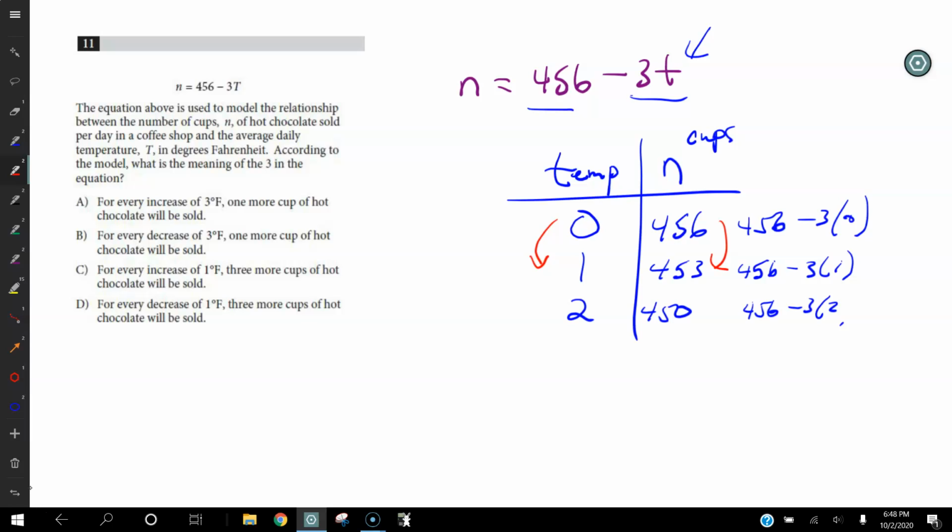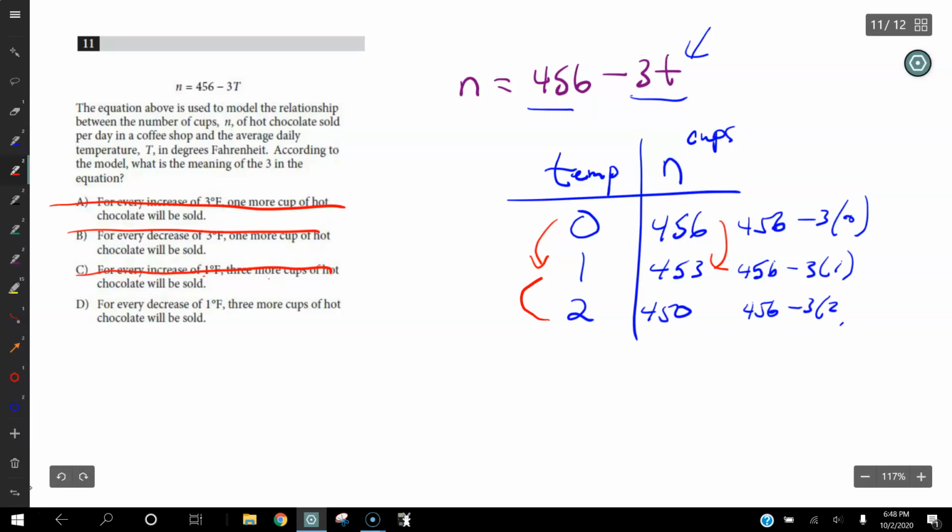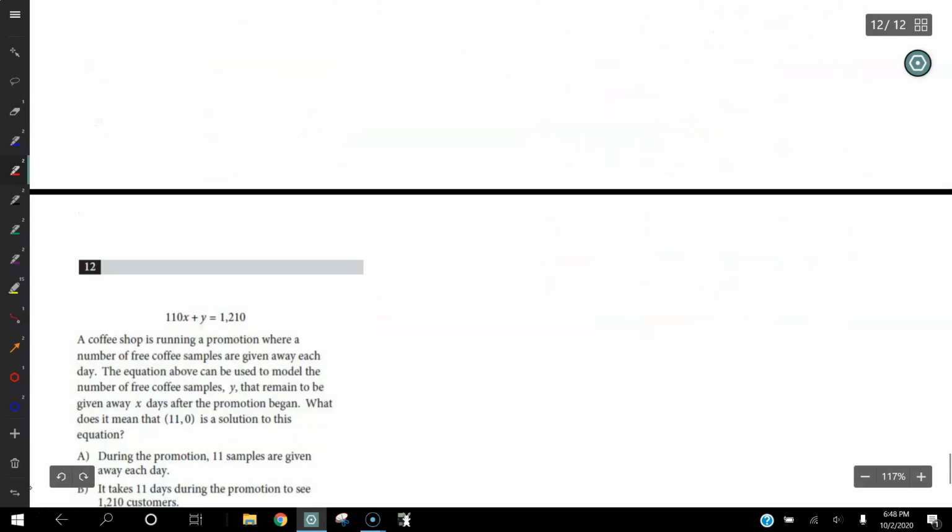Looks like it's going to be D. For every decrease, or actually no, we want for every increase. So for every increase of 3 degrees, we're going to sell more hot chocolate. That's false. If we go 3 degrees colder, we're going to sell only 1 more cup. That's false. If we go up a degree, we're not going to sell more cups. For every decrease of 1 degree, so every time we lose a degree, we sell 3 more cups. So it was kind of a little bit backwards. We weren't going down the chart. We actually had to go up the chart. So the correct answer there is D.